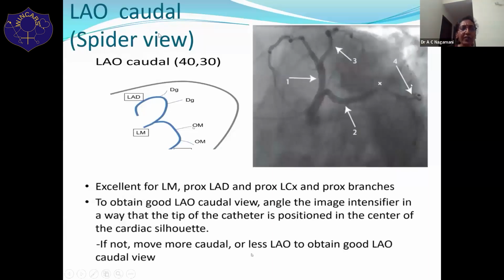So LAO caudal view is also called the spider view. We can see the left main and the ostia very clearly. This is an excellent view.